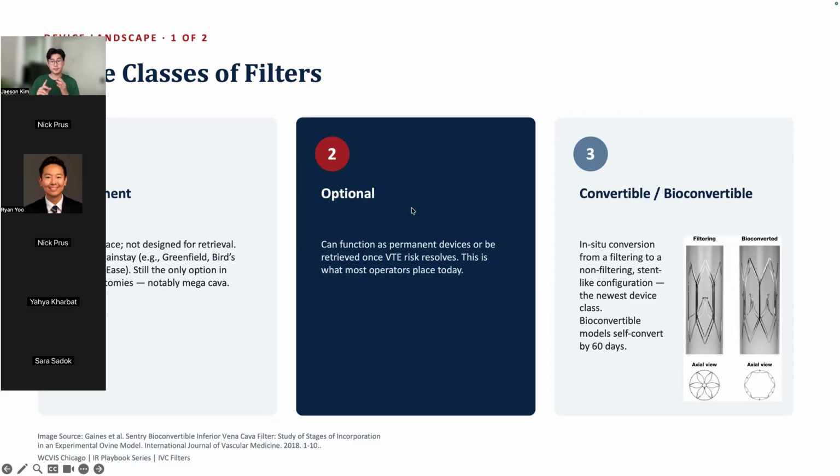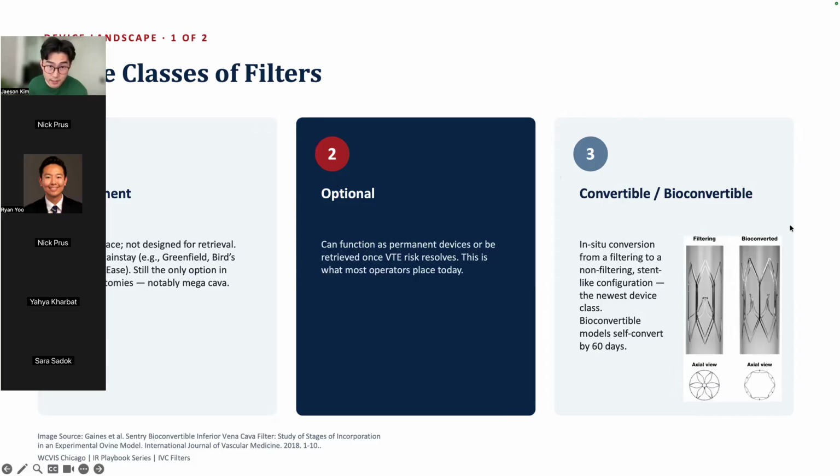An optional filter can stay in for a long time or permanently if it needs to, but it's designed so that it can be pulled back out once the patient no longer needs it. And this third one is the newest group, and it's called convertible or bioconvertible. And these are really fascinating because instead of being removed, they actually change shape while they're still in the body, from a clot catching form into an open tube-like form. And the bioconvertible ones do this on their own about 60 days later. So you don't even need a second procedure to go in and take it out.